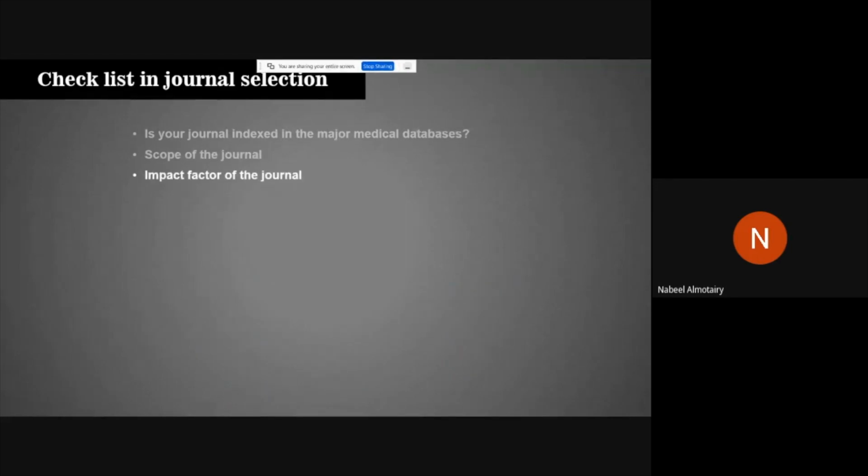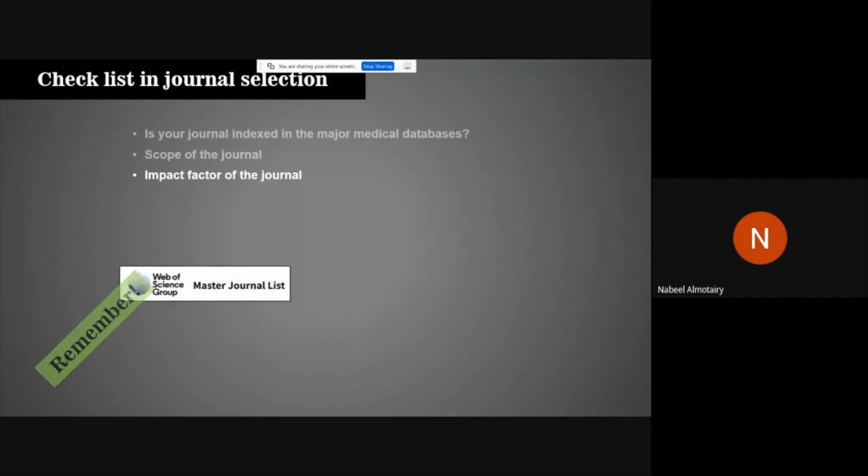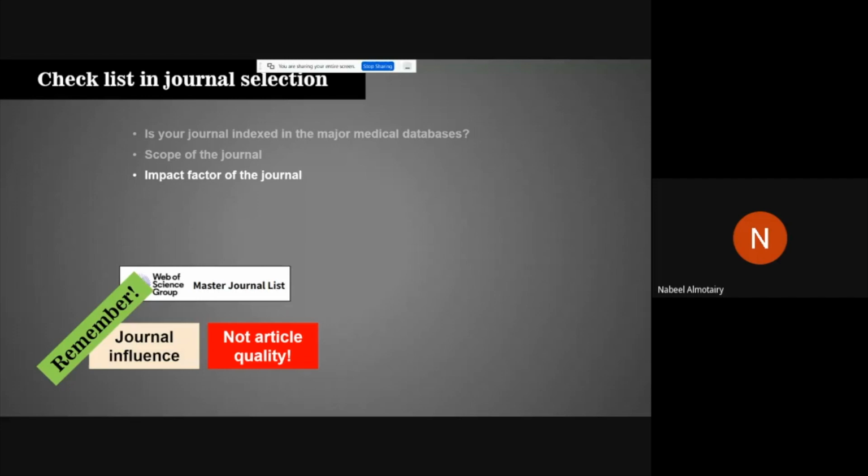And also one factor, as we said, is the impact factor of the journal. You have to remember that the impact factor could be checked from this website, but it's only a measure of the journal's influence, and it doesn't mean that the articles in the journal will be of high quality.